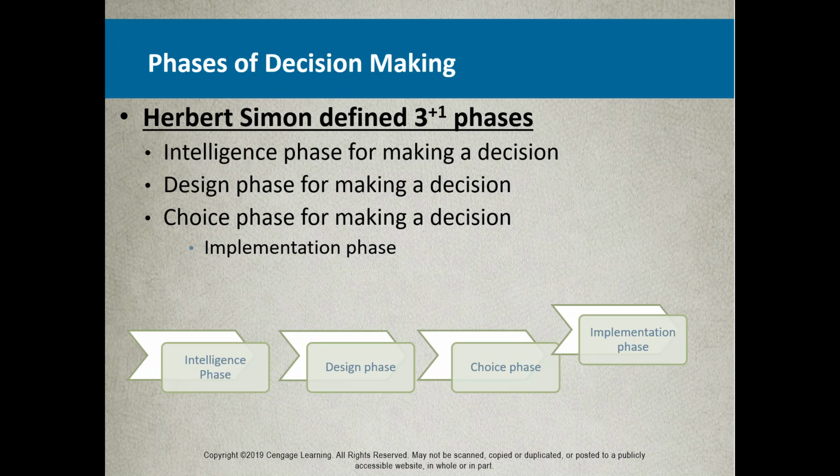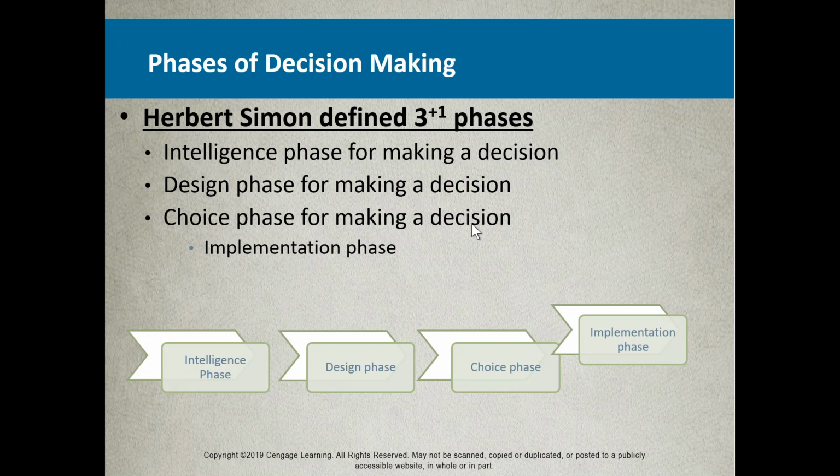So the first phase is what they refer to as an intelligence phase for making decisions. So the intelligence of collecting information, we'll go through this in detail. Then there's the design phase for making the decision. And finally, which choice are you going to make for the decision? You usually have multiple choices.